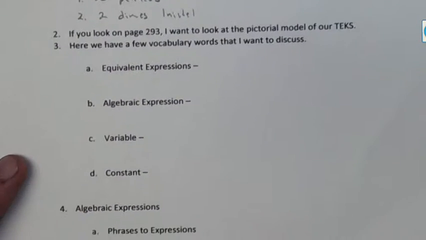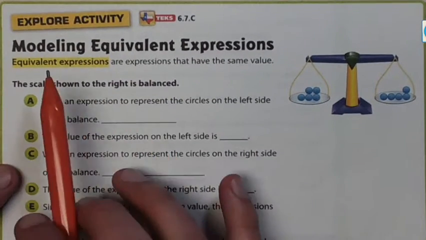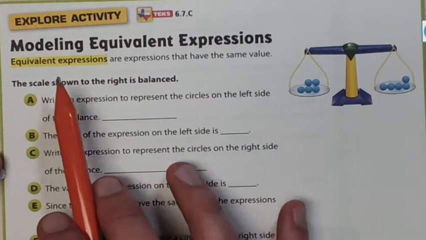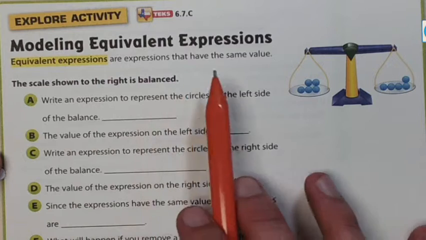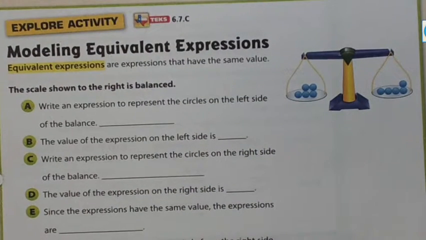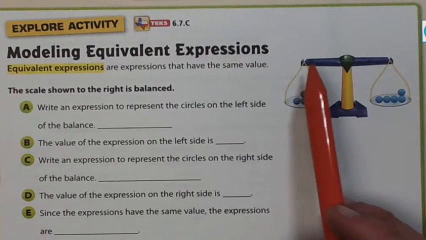Okay, so now number 2 says, if you look at page 293, I want to look at the pictorial model. So go ahead and get out page 293 on top of these notes, please. Alright, so page 293 says modeling equivalent expressions, and just as a reminder, an equivalent expression is an expression that has the same value. So just like we talked about the cents up above, they are all different, but they represent the same value.